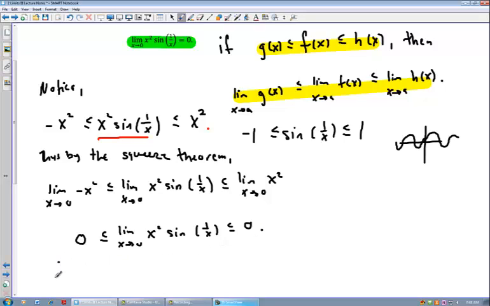So therefore, the limit as x goes to 0 of sine of x squared times sine of 1 over x is equal to 0. And so that's the idea behind this squeeze theorem. You take a function, you squeeze it between two things, you apply the limit, and the limit on the left goes to a number, the limit on the right, hopefully, if you chose it right, goes to the same number, and then you've squeezed that middle function in between these two limits, which are the same, so that must be the limit.